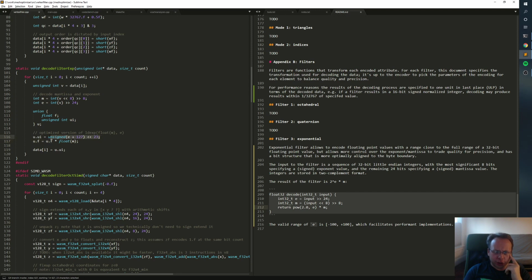Basically, this is the computation. We need to add 127 for unknown reasons, to bias the exponent into the floating point range. And then we need to just shift by 23 to move the bits into the right place, and that's it. This is why it doesn't work for the full range of the exponent, but we don't really need the full range of the exponent.